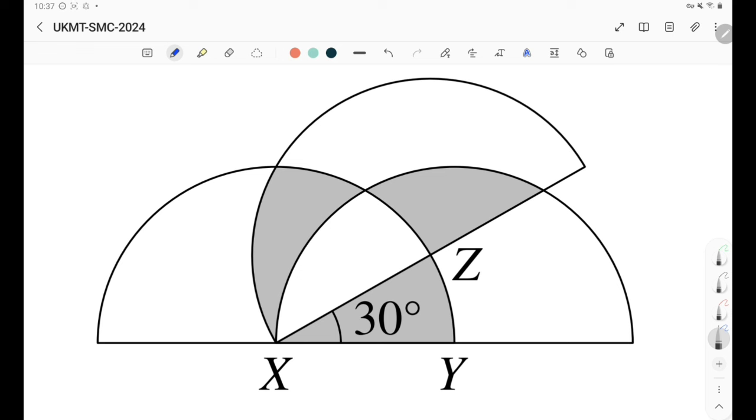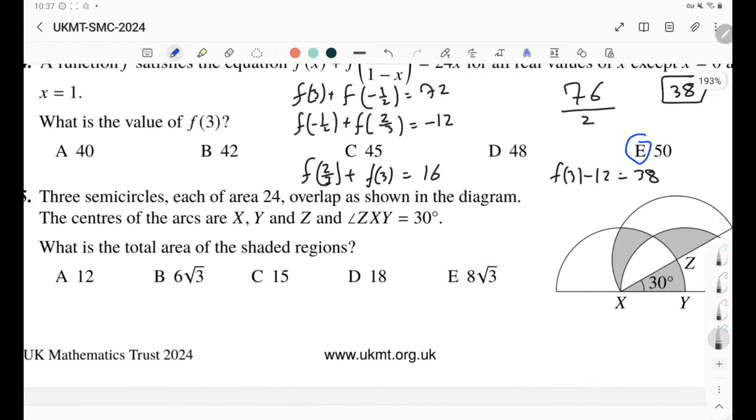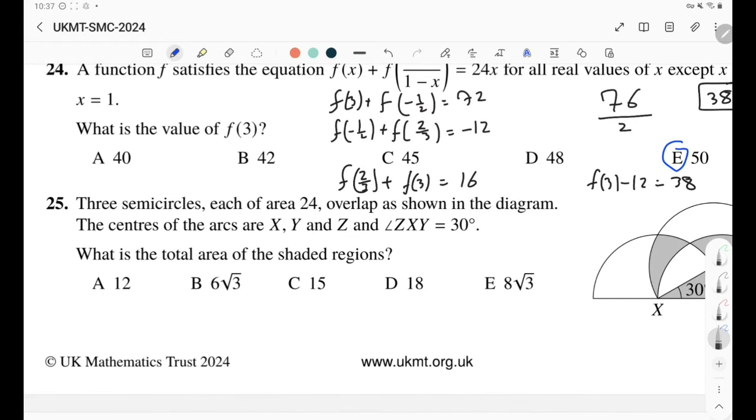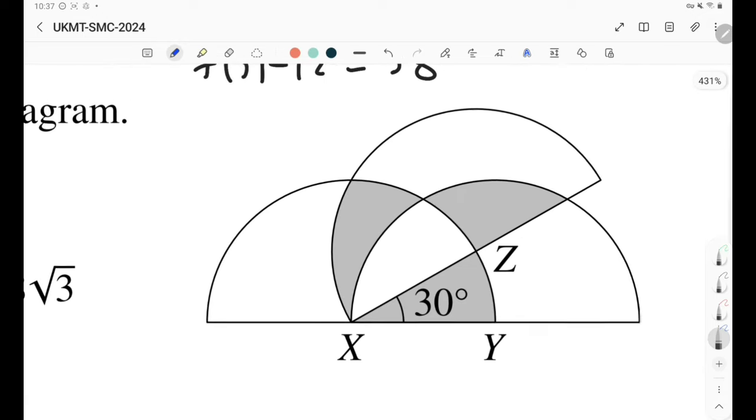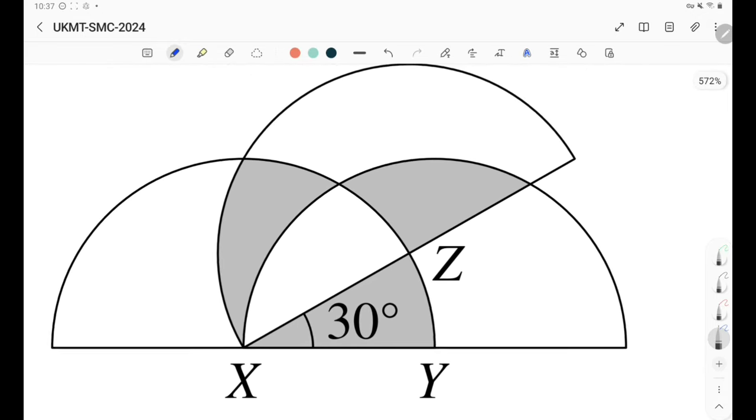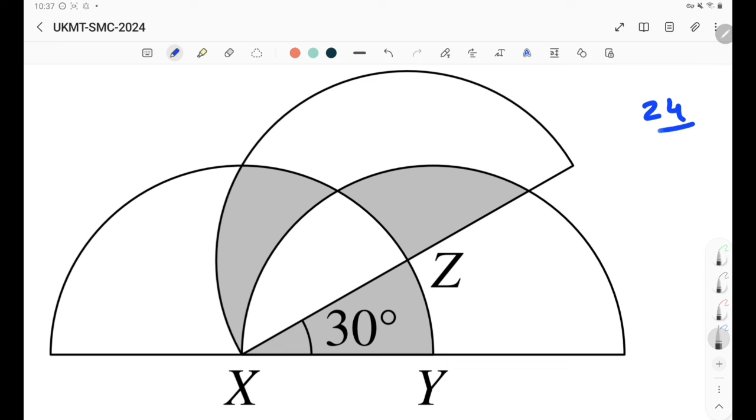What can we figure out here? First of all, remember that we know the area of each semicircle. They told us actually here it's 24. So the total area of the whole semicircle is 24. Don't forget that, 24. Now what we know is that all of these are congruent, and x is the center, y is the center. So that means that this thing, for example, xy is also the radius, the same radius.